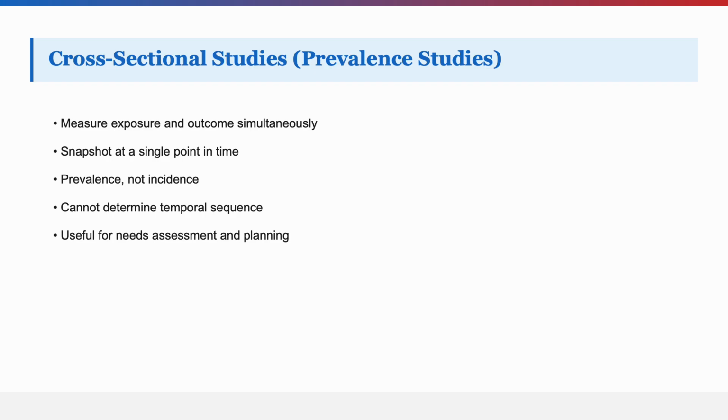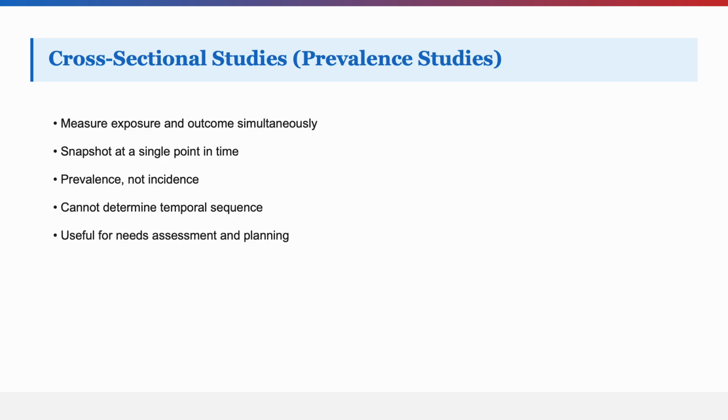Cross-sectional studies give us prevalence, not incidence. We know who has disease now, not who developed it recently. For chronic conditions, most existing cases are long-standing. The major limitation is temporal ambiguity. If we find an association between physical inactivity and obesity, which came first? Did inactivity cause obesity, or did obesity lead to inactivity? Cross-sectional data can't answer this.